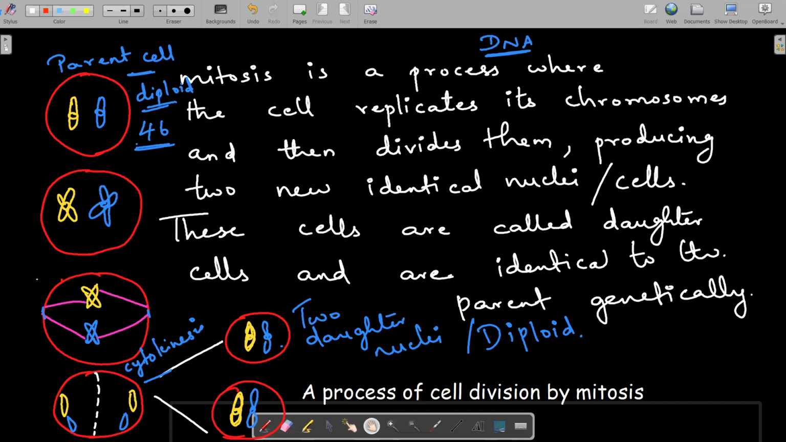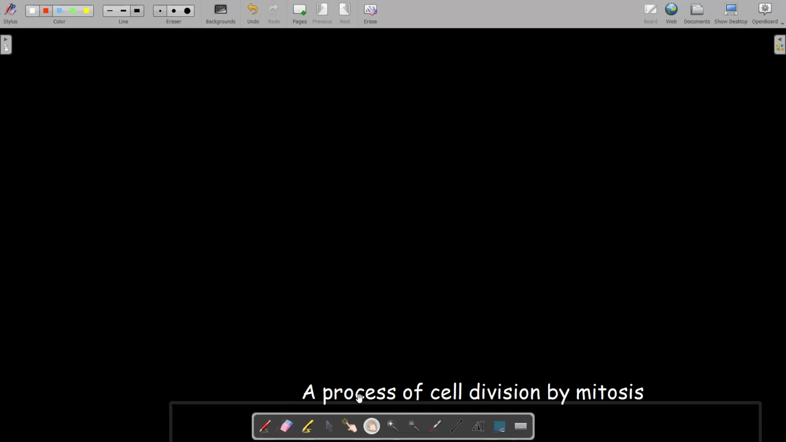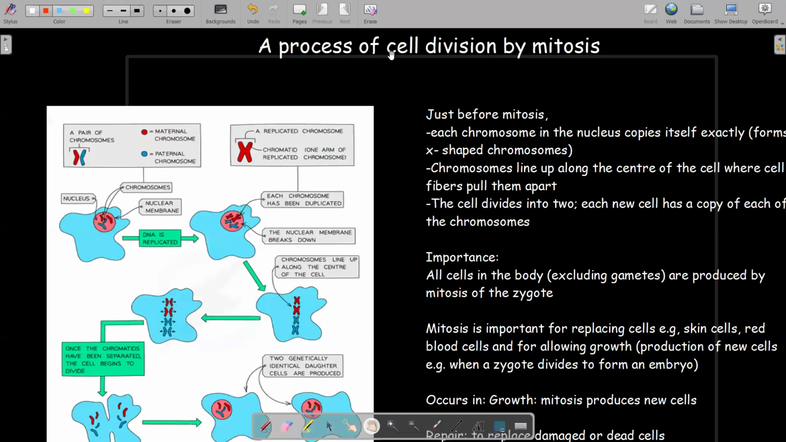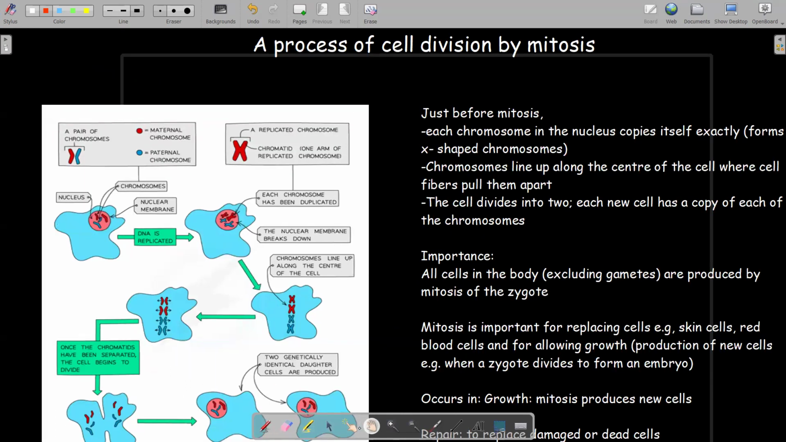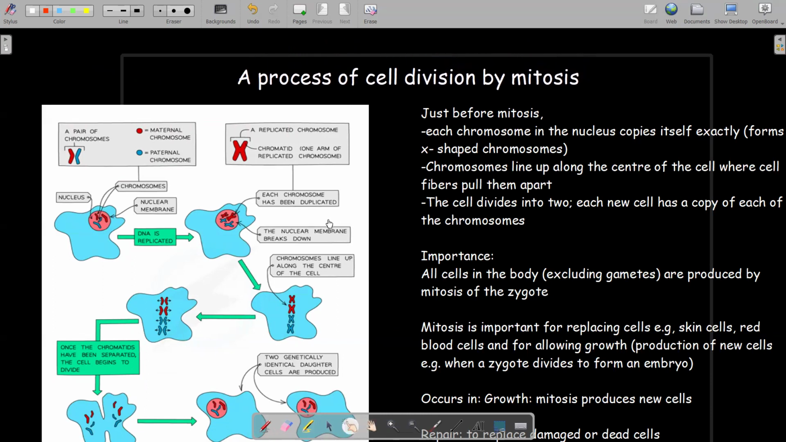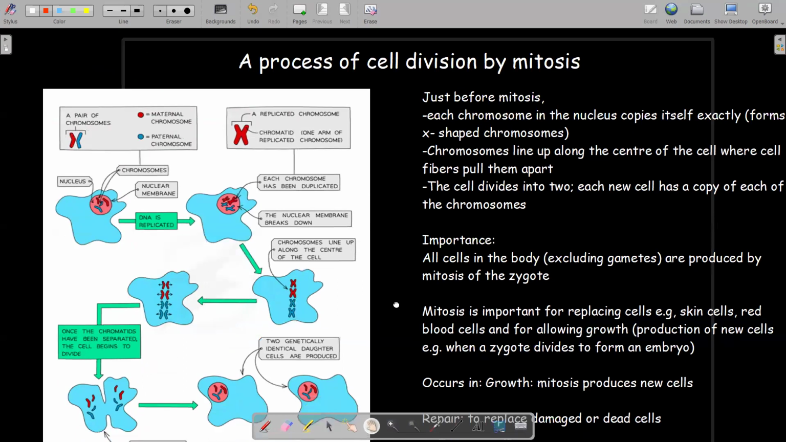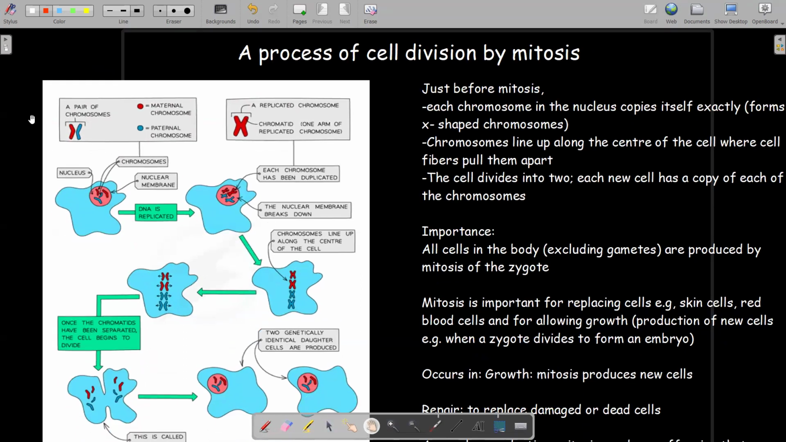Okay, let me delete this. I'll clear this diagram now. Yeah, so look at this. If you want, you can copy this down. Okay, so this is the process of cell division. So here you see the nuclear membrane, the nucleus and the chromosomes. So DNA is replicated. So you see the X-shaped chromosomes. Each chromosome has been duplicated. Here they are showing you two pairs of homologous chromosomes. What I had showed you earlier was one pair of homologous chromosomes.